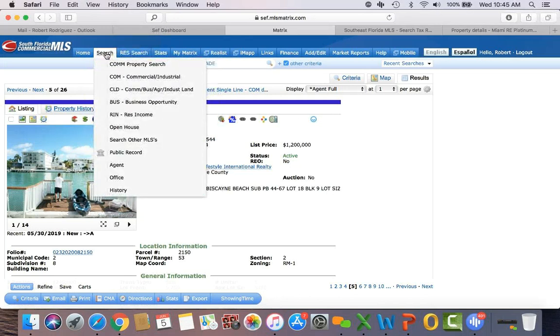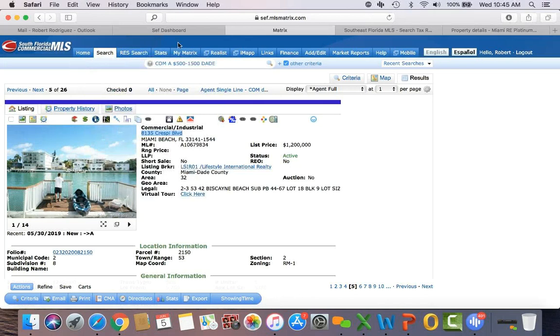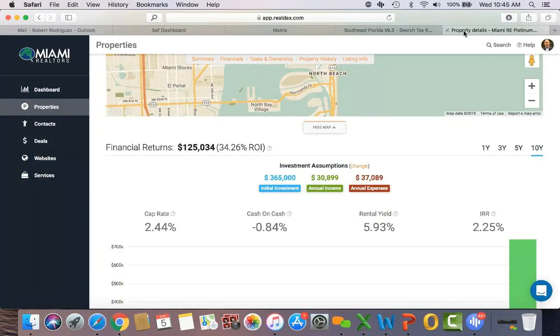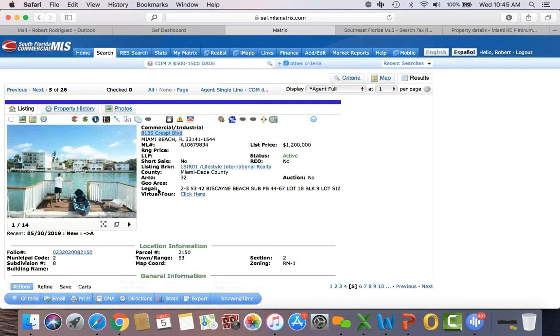So, in all, we've learned how to use the commercial MLS and your iMapp for commercial properties. And we studied a little bit about RealDAX and how to find out the return on your investment off of one of the commercial properties we found on the MLS. This is going to conclude our webinar for today.